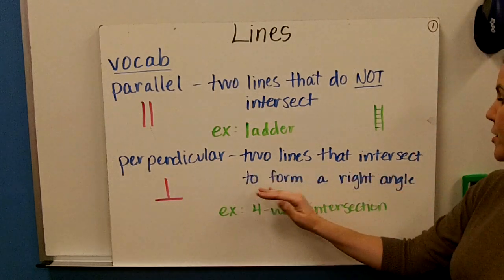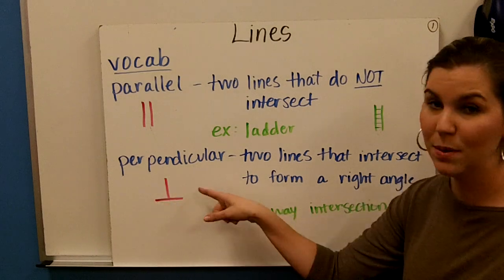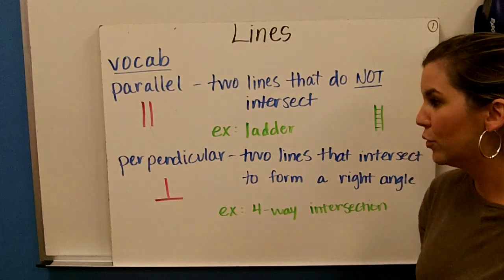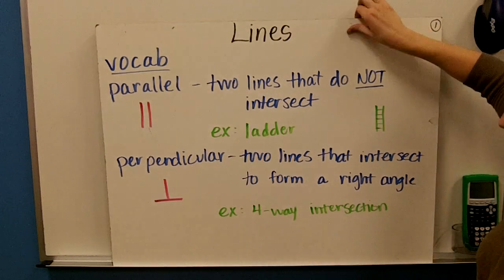Perpendicular: two lines that intersect to form a right angle, remember, a 90-degree angle, and it's an upside down capital T. That's the symbol for perpendicular. An example is a four-way street intersection.